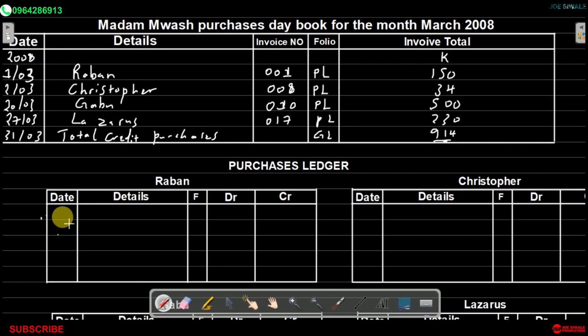So we're going to start with Laban, and we know that our year is 2008. Then we know that we have kwacha there, we also have kwacha. Each and every piece of information we're going to be taking from the purchases daybook.